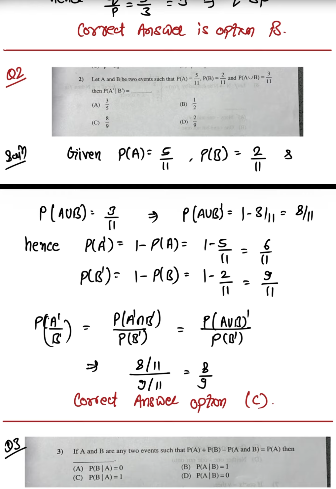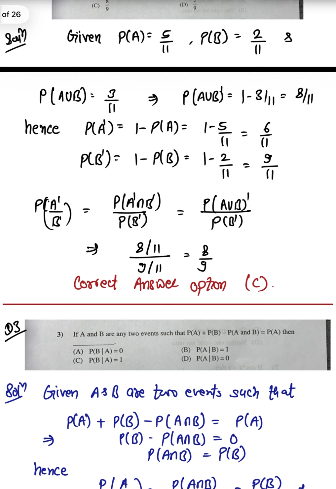So the probability of A dash by B dash equals, by the conditional probability formula, the probability of A dash intersection B dash upon the probability of B dash. That is 8 by 11 upon 9 by 11, which gives 8 by 9. Option C is correct for this problem.